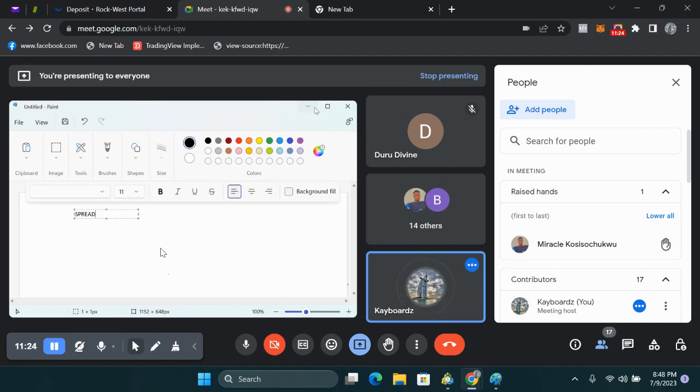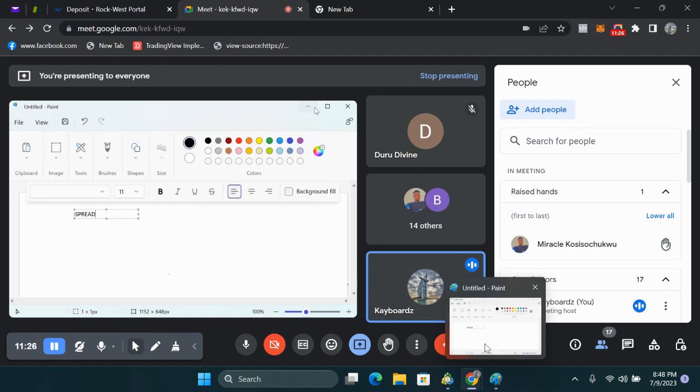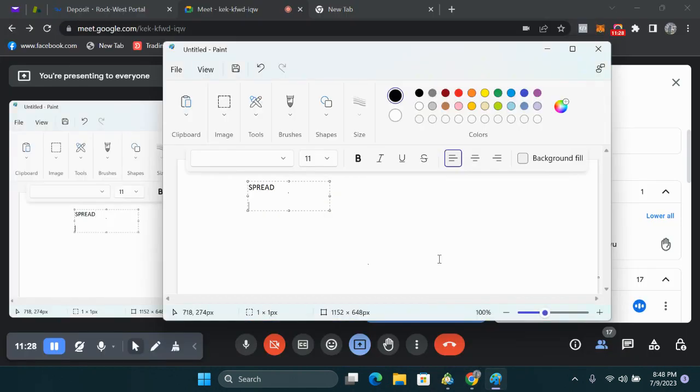POI means point of interest. Let me put that down. So those are the terminologies we use in forex. POI means point of interest. So put that down, guys.